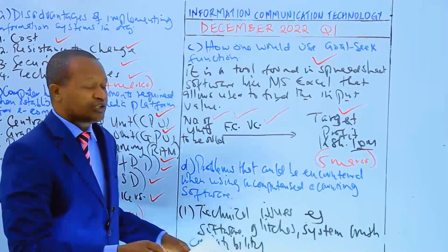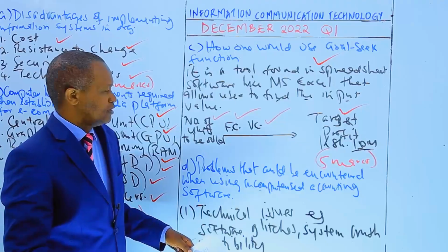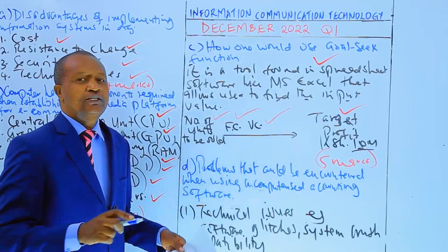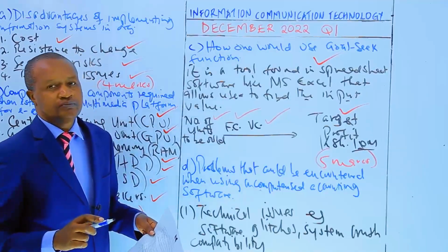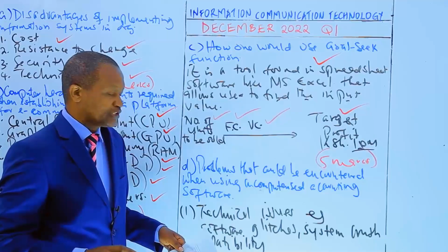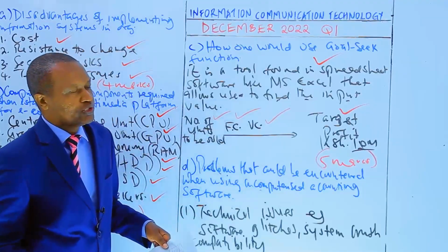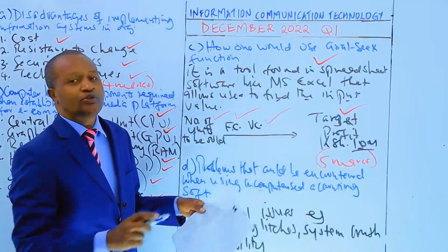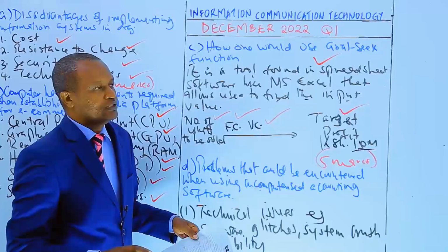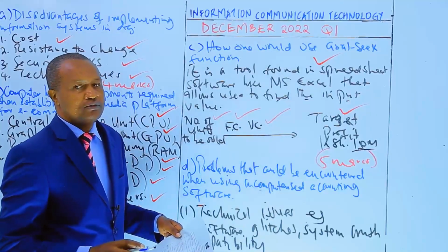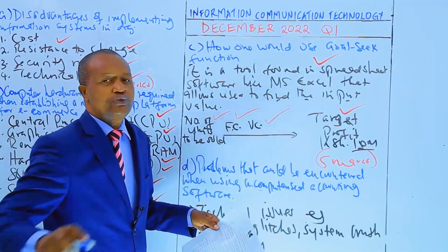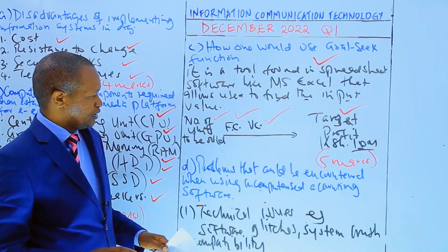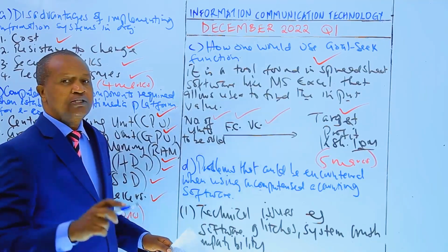So these are some of the technical issues that one may encounter when using a computerized accounting software. We are talking of compatibility issues to do with compatibility with other systems or other software, or even problems with troubleshooting to resolve issues. So that's the first problem that one can encounter when using a computerized accounting software.